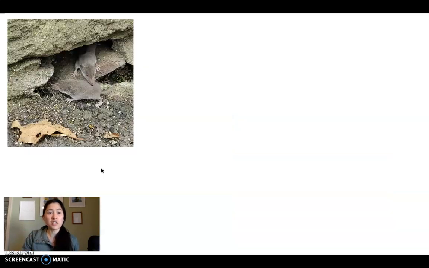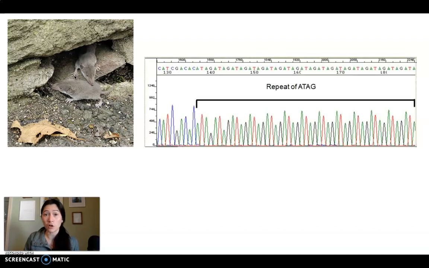Okay, so what did they do? They got samples from 140 shrews total, and this part's actually kind of sad. They got their DNA samples by cutting off the little toes of these shrews. They took a toe from each shrew. From that tissue sample, they extracted DNA, and then the molecular marker they were using in this study is microsatellite.